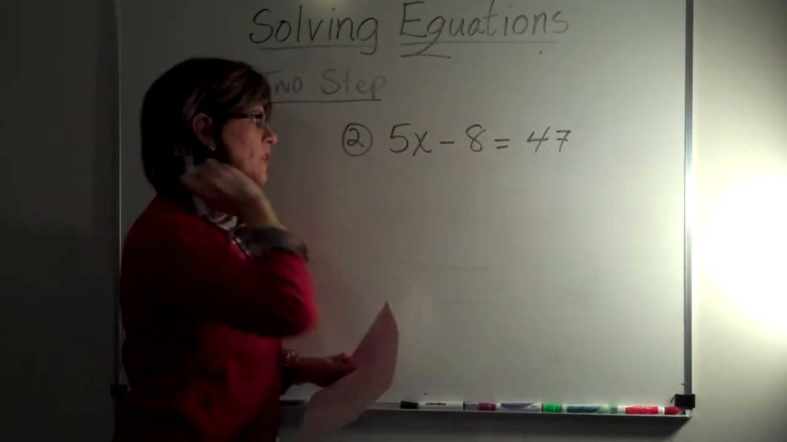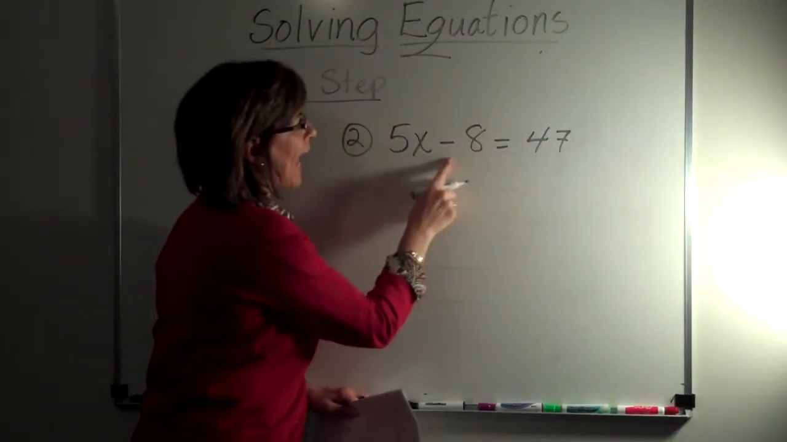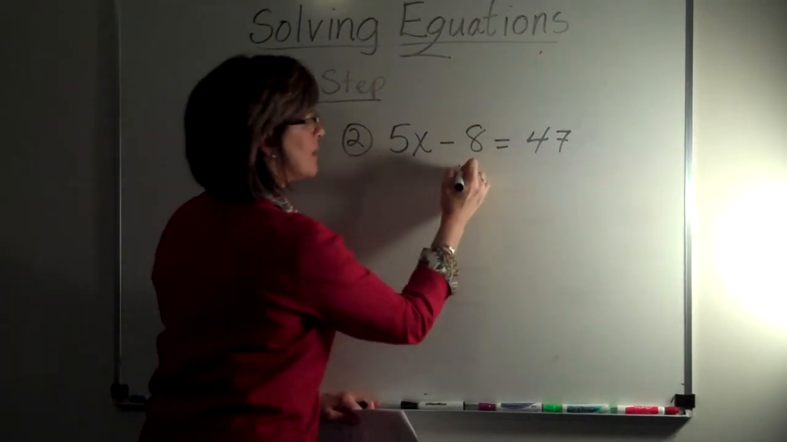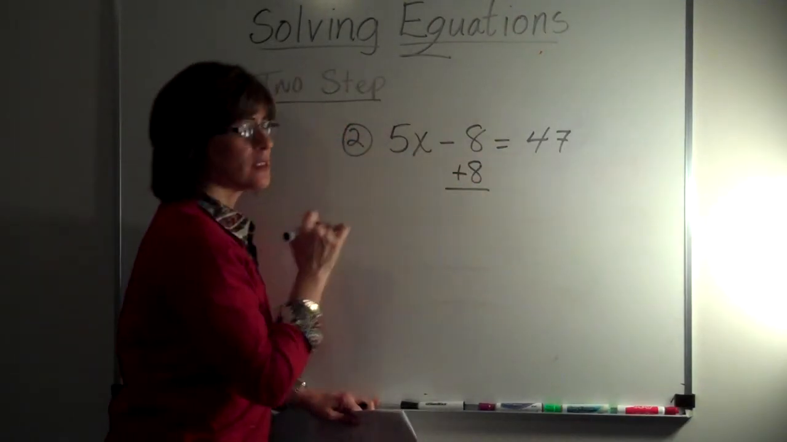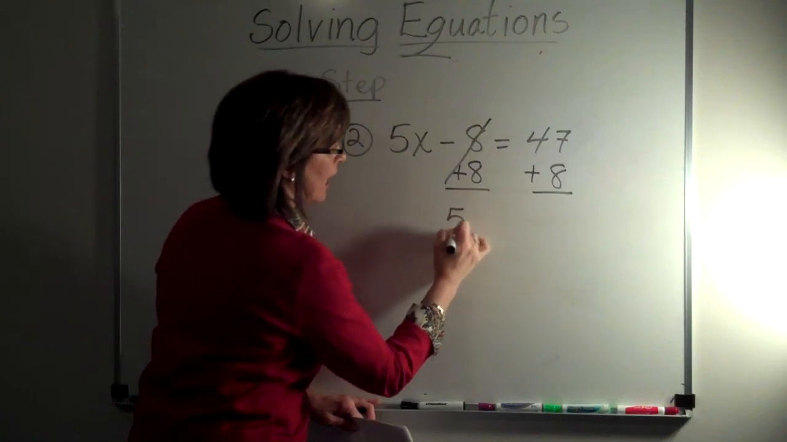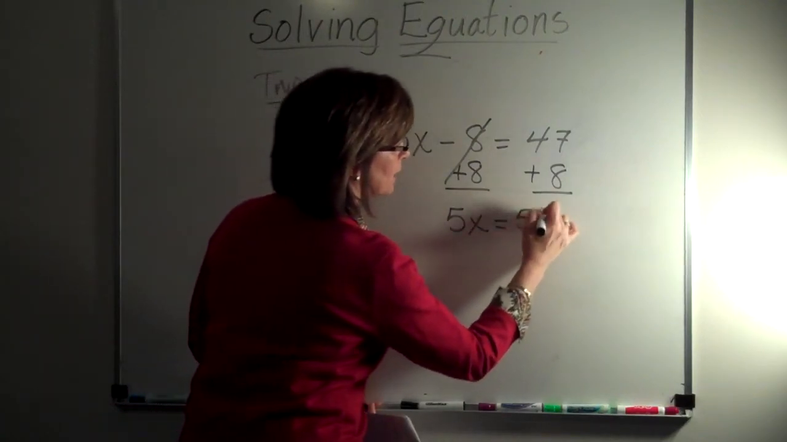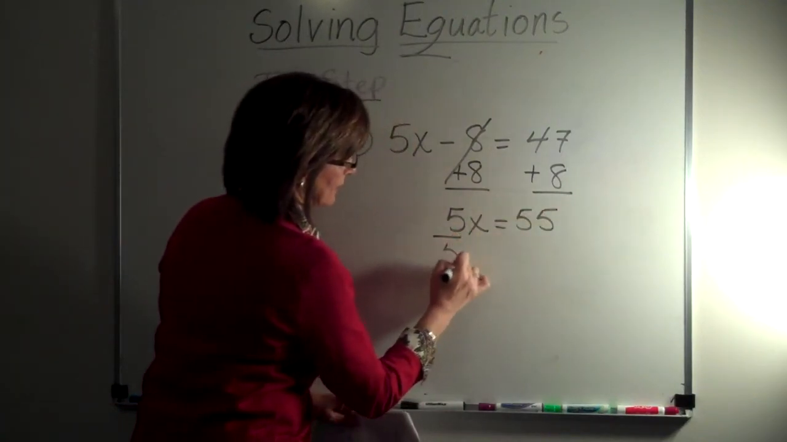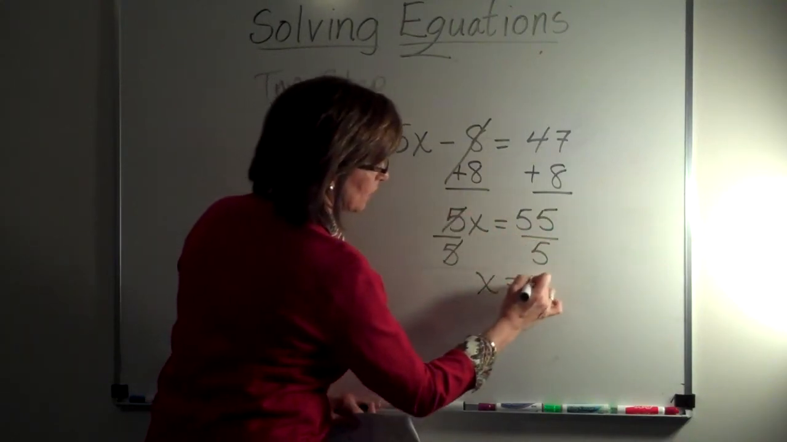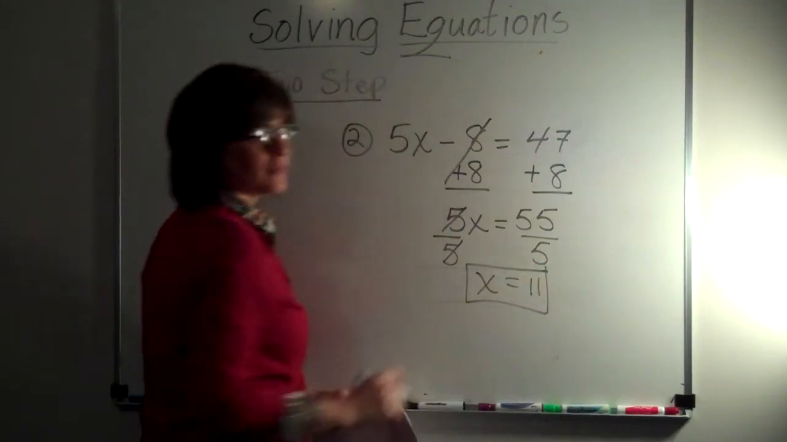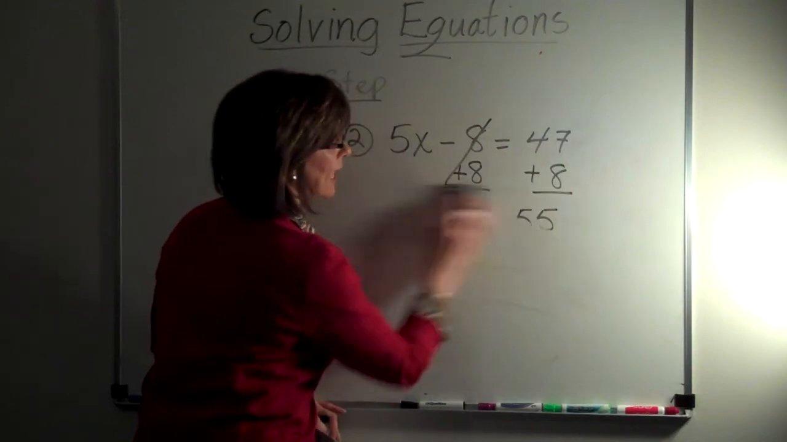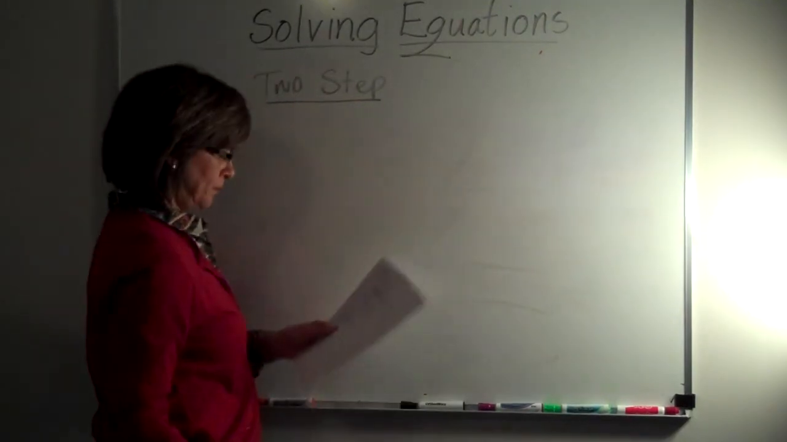So in this equation, we have a choice. We can add 8 to both sides or we can divide by 5. Our rules tell us we're going to add 8 to start. So add 8 to both sides. This cancels out. I get 5x equals 55. Divide this side by 5 and this side by 5, and x equals 11. And I'm done with that problem. So you see, it's the same process. It's just that now you have more than one step.